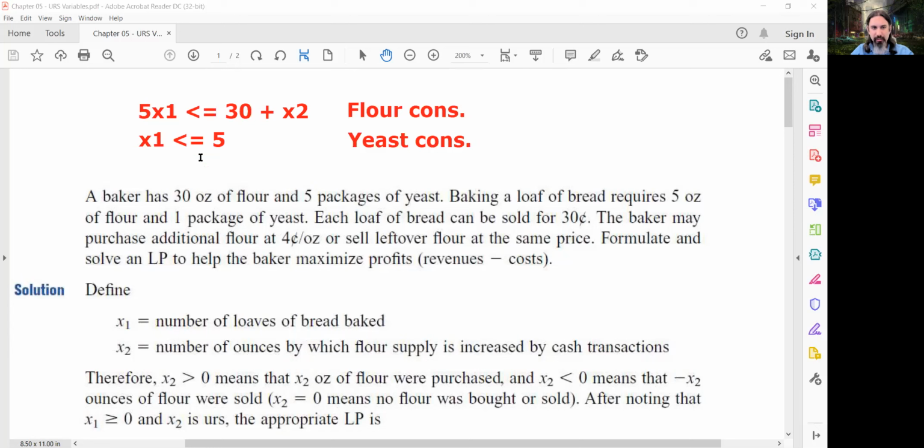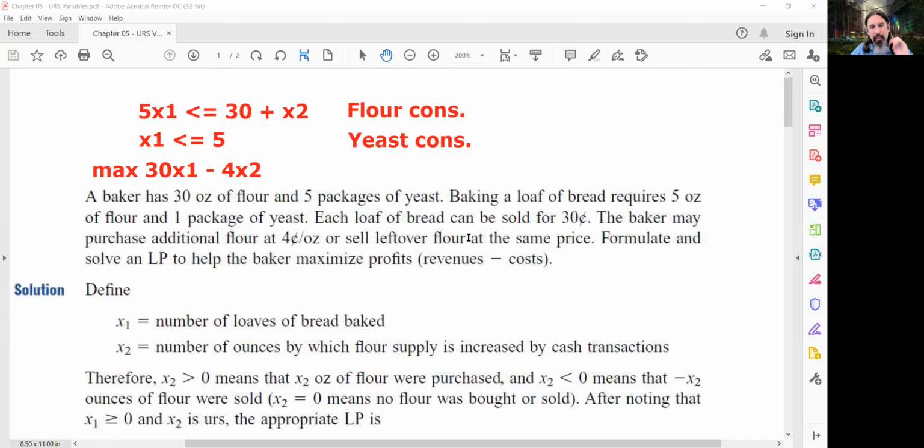I also know that I need to maximize my profit. So how to maximize it? I have to write my profit first. I can sell each bread at 30 cents. So 30x1 is a profit. I can also sell any flour I have. If I buy it, okay, then that's a cost. So if x2 is greater than 0, this is the cost. So it should be minus x2, but the cost is 4, so minus 4x2.